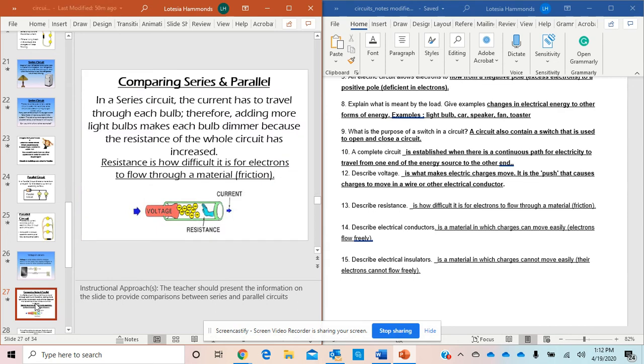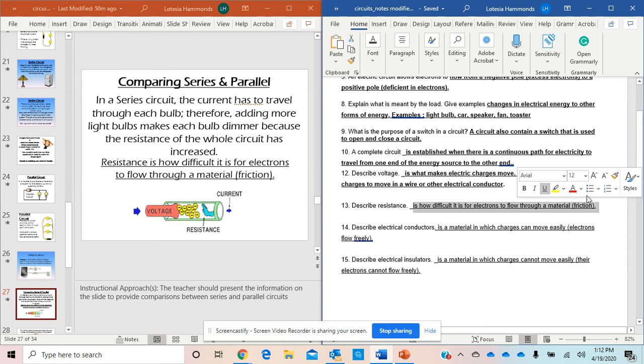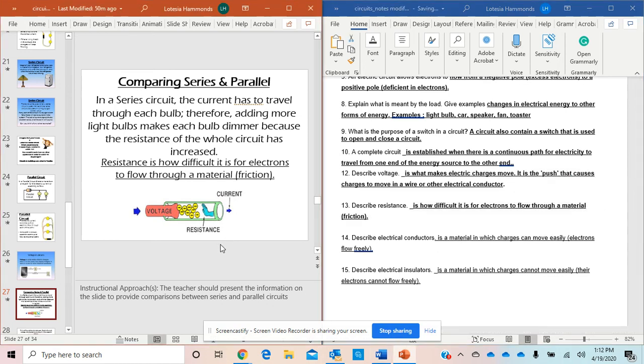All right, moving on. Question 13 is asking that we describe resistance. So I'm going to go ahead and bold that out. So in a series circuit, the current has to travel through each bulb, therefore adding more light bulbs makes each bulb dimmer because the resistance of the whole circuit has increased. And resistance is how difficult it is for electrons to flow through material. There's a friction that is caused.